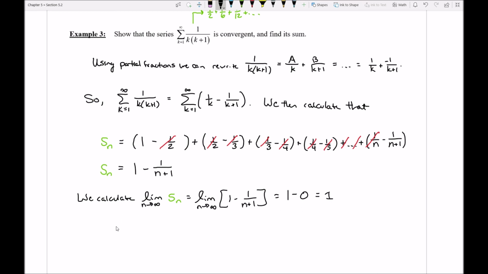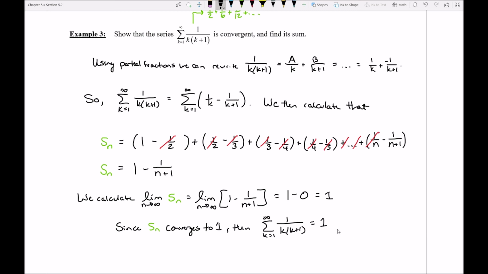And so now that I know that my green S sub n converges to 1, by definition, we can then say that the original series is going to converge, and it converges to 1. So this series does indeed converge. It adds up to 1.